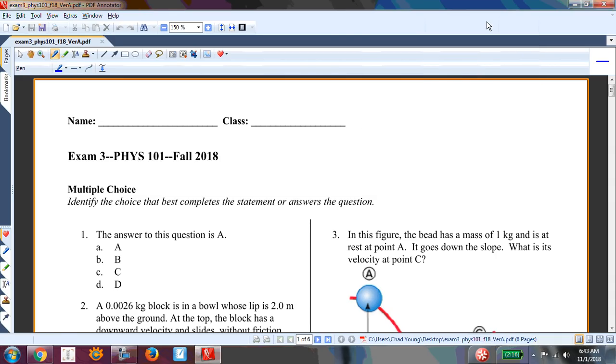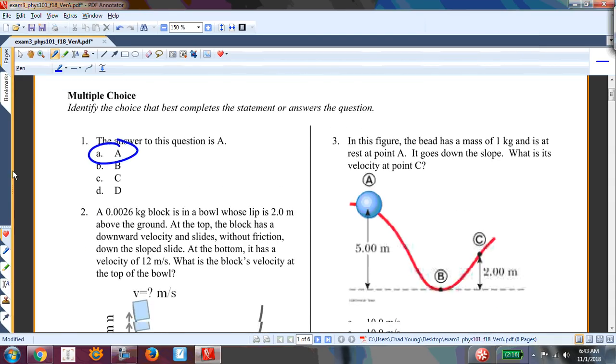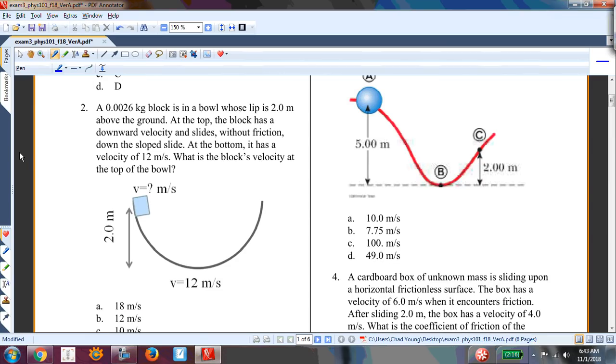All right, number one here: a 0.0026 kilogram block is in a bowl whose lip is 2 meters above. This is our value for h. At the top it has a downward velocity. We don't know what that is. And it slides without friction, so conservative forces only, down the slope side. At the bottom it has a velocity of 12 meters per second. What is the block's velocity at the top of the bowl?